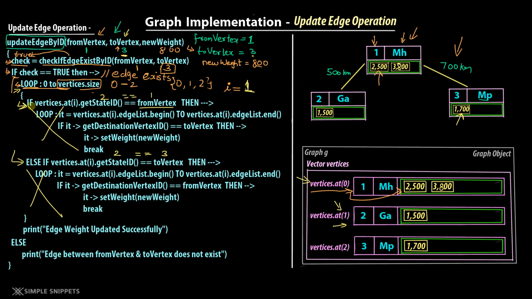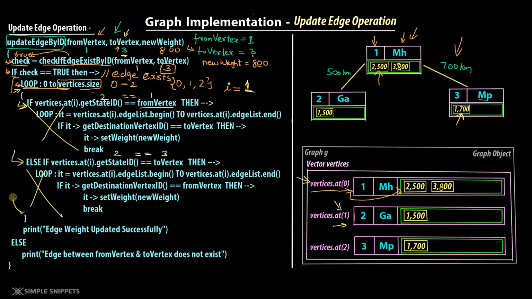Now both the if and else if did not get executed, because it makes sense. Both of them were trying to access Goa's ID, but we are not interested in Goa because we want to update an edge between Maharashtra and MP. So Goa is not concerned, right? So this vertex is completely ignored.